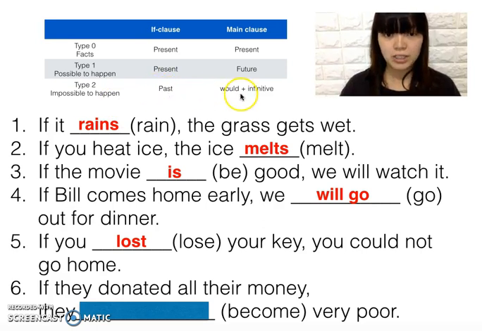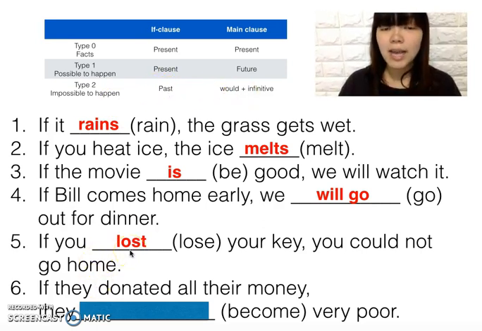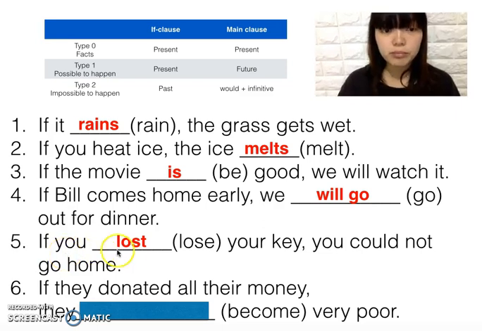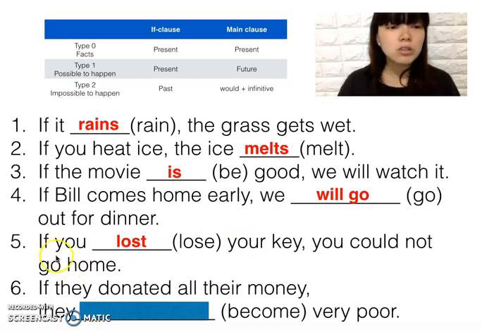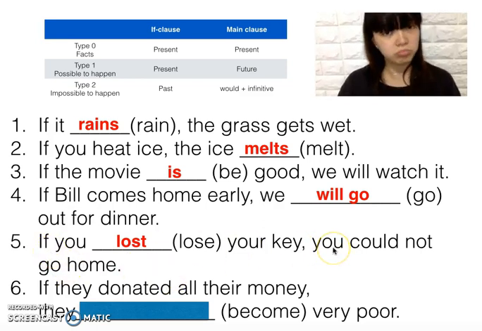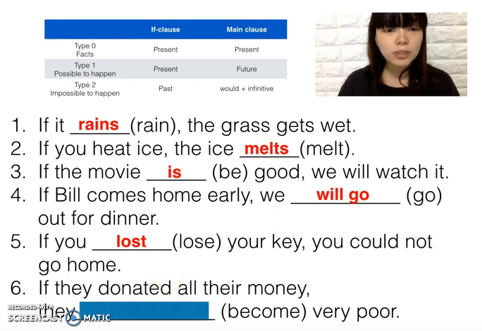Past tense, would infinitive. So this event hasn't happened yet, but it's very unlikely it will happen, because you will keep your key safe, right? So if you lost your key, you could not go home. Okay? Alright, the last one, take a look.